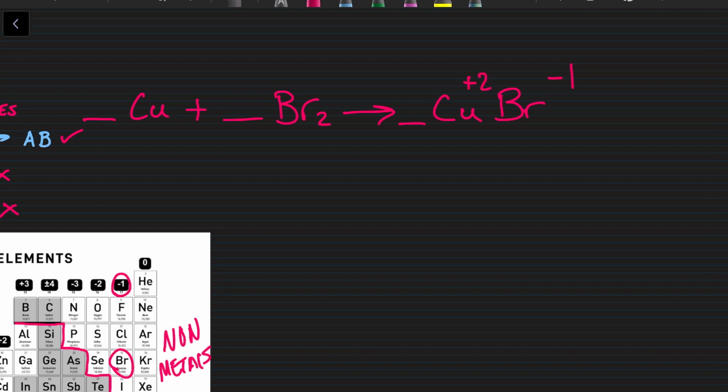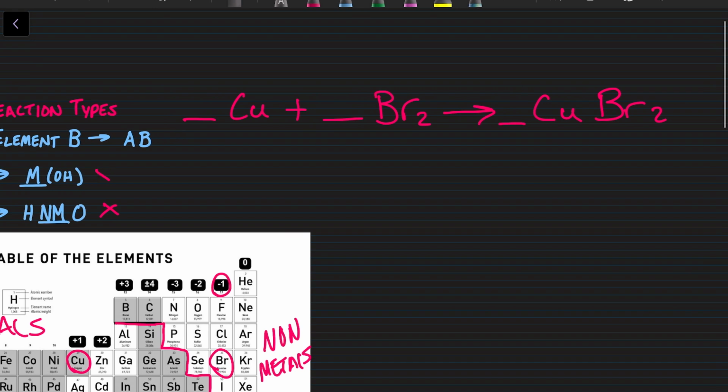Now we're going to crisscross these. That 2 is going to go in front of the bromine, and then that 1 is going to be in front of the copper. We drop the charge, or the signs, just need the numbers. And remember, the 1 is redundant, so we don't even write it there. So I'm just going to erase it. Okay, good. So now you just got to check if these are balanced. It looks like this is balanced, so this will be our final answer.